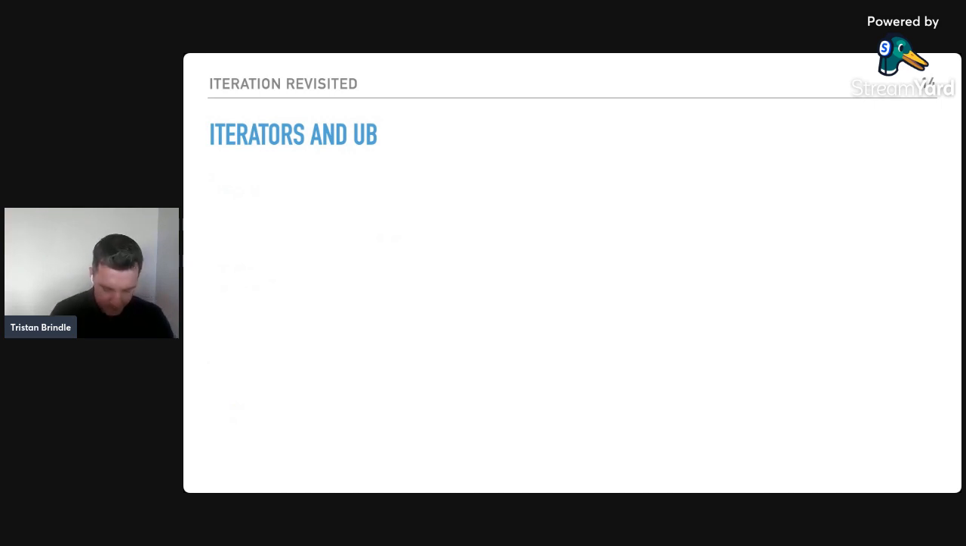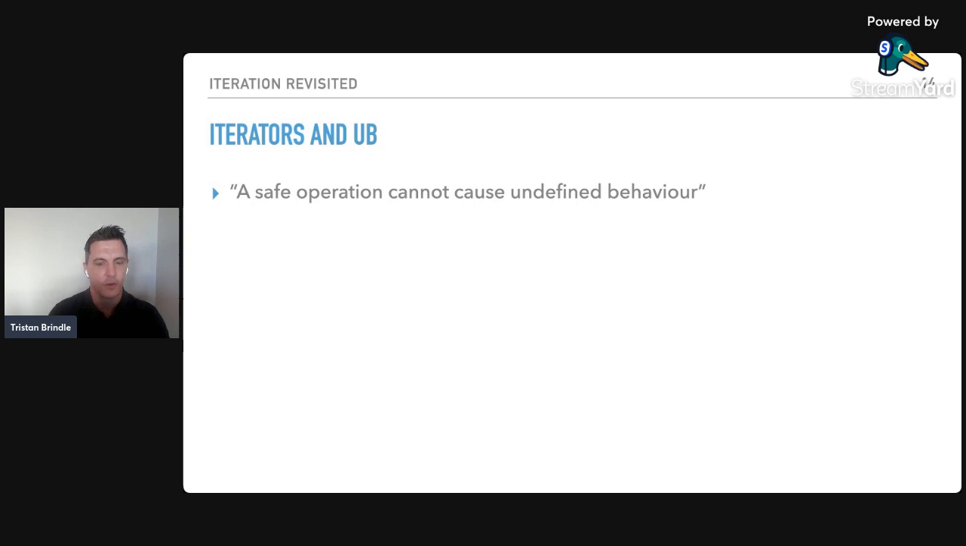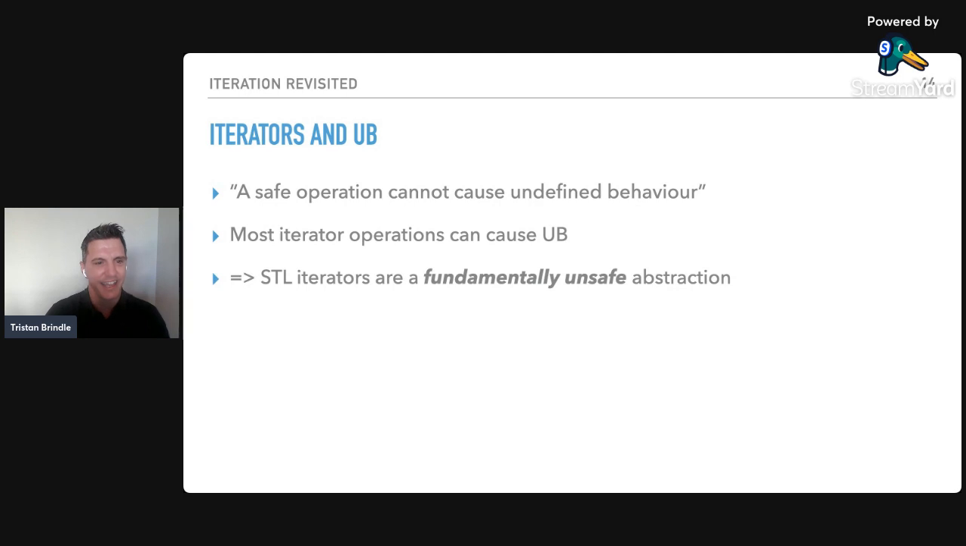So our statement was, a safe operation cannot cause undefined behavior. And yet, most iterator operations can potentially cause UB, as we've just seen. So if we put these two statements together, then there's kind of only one conclusion we can draw, right? Which is that, unfortunately, STL iterators are a fundamentally unsafe abstraction, according to our definition of safety.